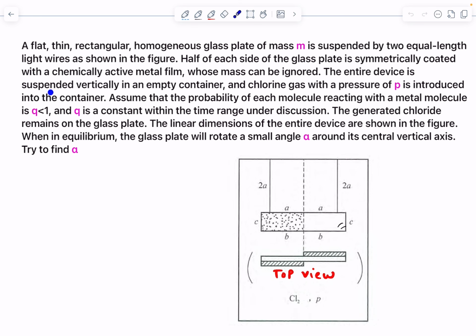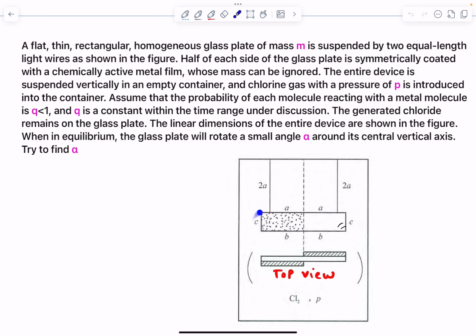Now the entire device is suspended vertically in an empty container, and chlorine gas with a pressure of P is introduced into the container. So now we have chlorine gas, and the pressure of gas in the container is given to be P. Now assume the probability of each molecule reacting with a metal molecule is some Q, which is obviously less than 1, and Q is a constant within the time range under discussion.